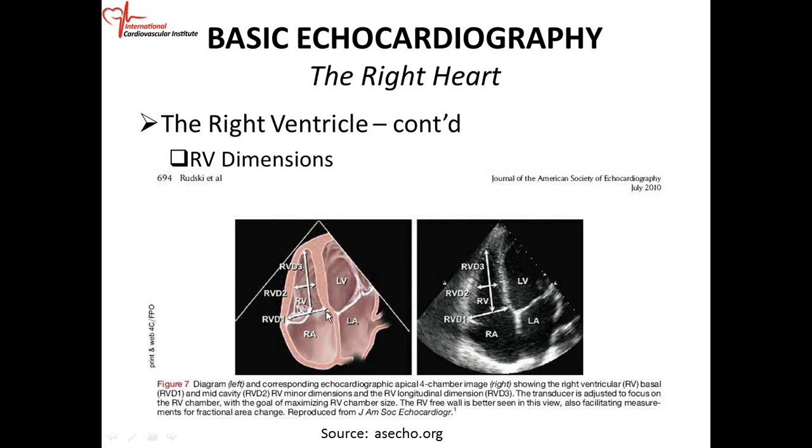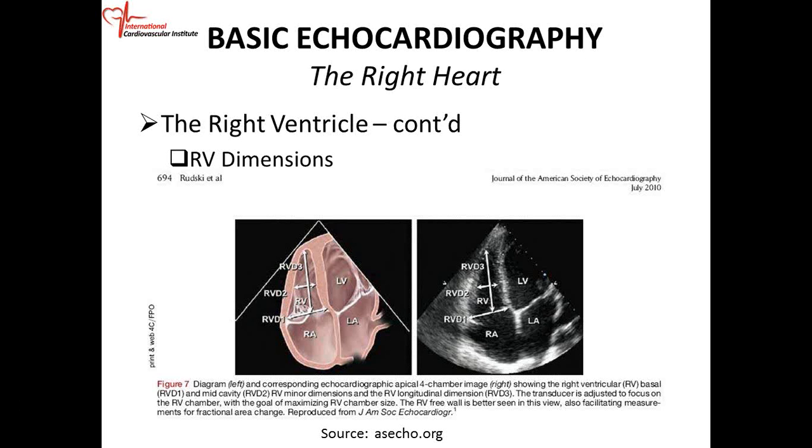Now there are a number of measurements. We can measure the annulus from one leaflet to the next, from the medial annulus to the lateral annulus, and we call that the basal measurement. This is a very important measure. We can also get a minor measurement in the mid cavity. And then we get a longitudinal from the apex down to this line we draw from the lateral annulus to the medial annulus. So we have the longitudinal dimension, the basal dimension, and the mid cavity dimension.